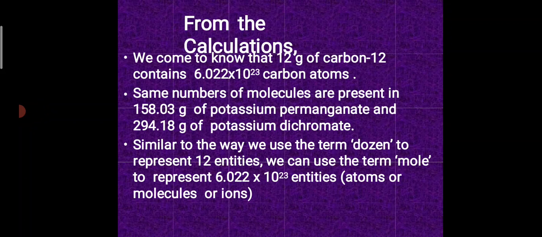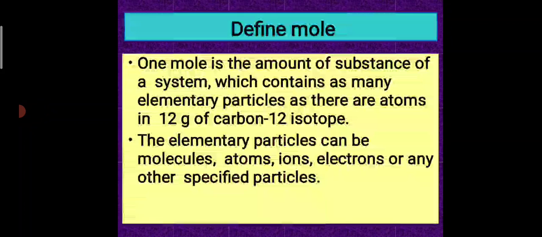Why did this come? Because everywhere we cannot write 6.022 into 10 power 23 atoms present in this many grams of a substance. We need some easy notation. So there we got this word called mole. Mole means the number of atoms present in 12 grams of carbon-12. We call it 1 mole.